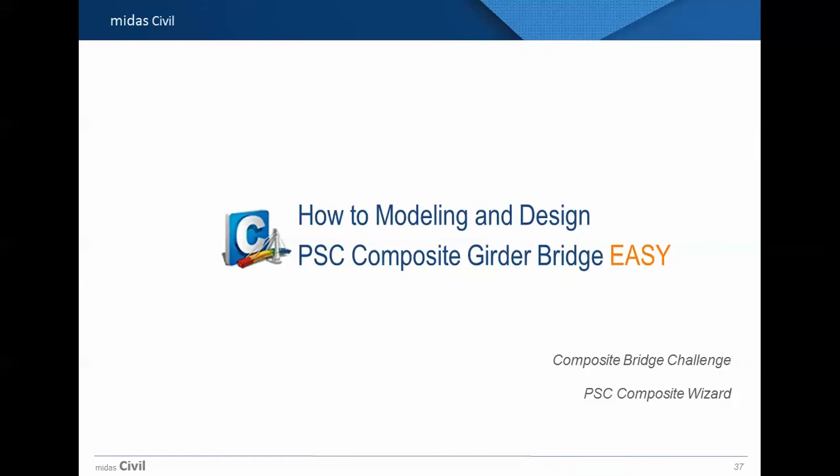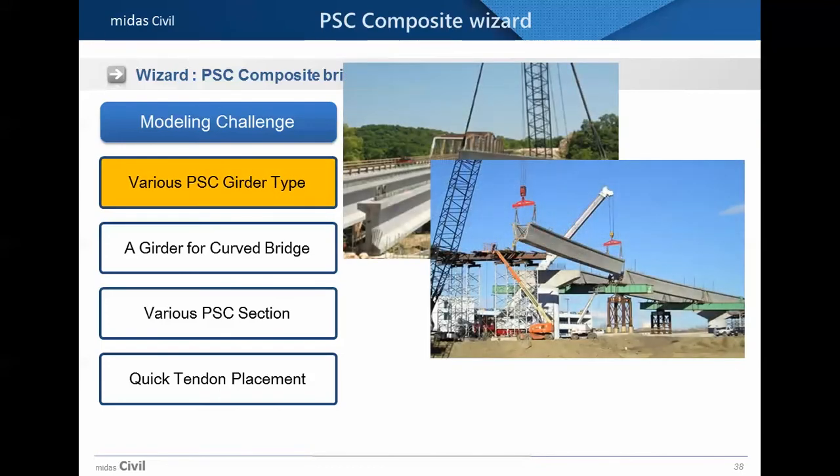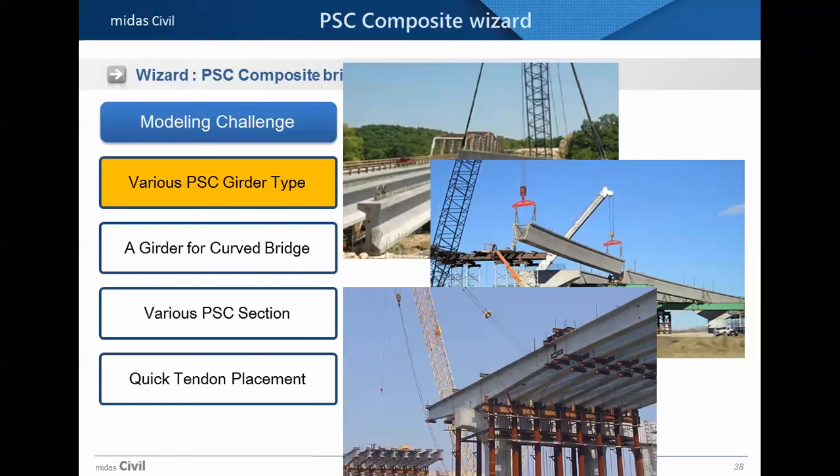So now we will talk about the PSC composite girder bridge. When we do a real project, the modeling takes so much time because there are some challenges. Let's look at these challenges and how to make them easy. The first challenge is the various PSC girder types. You can see these various girder types in the pictures. So we need to consider the type of girders.